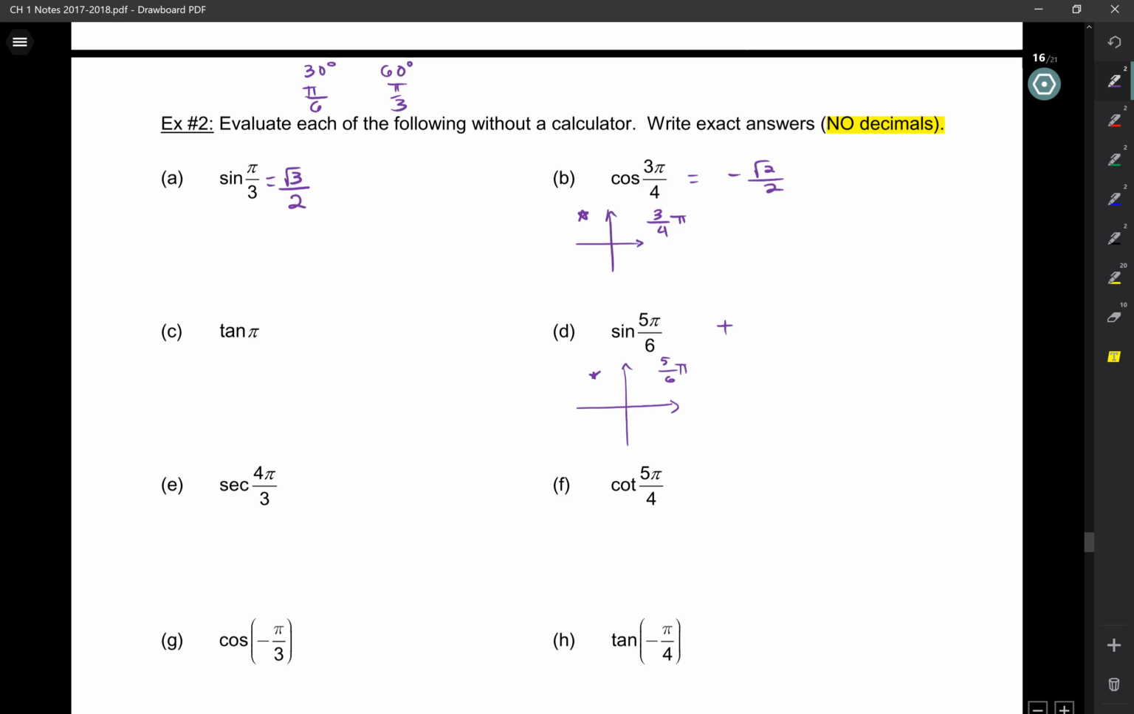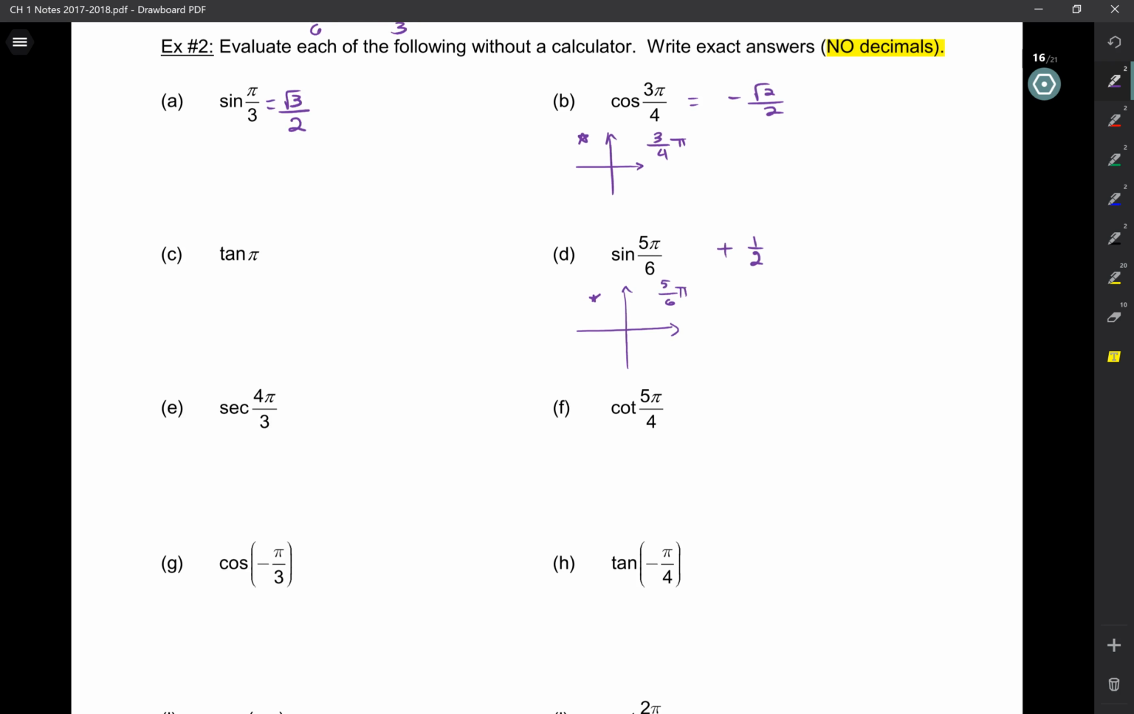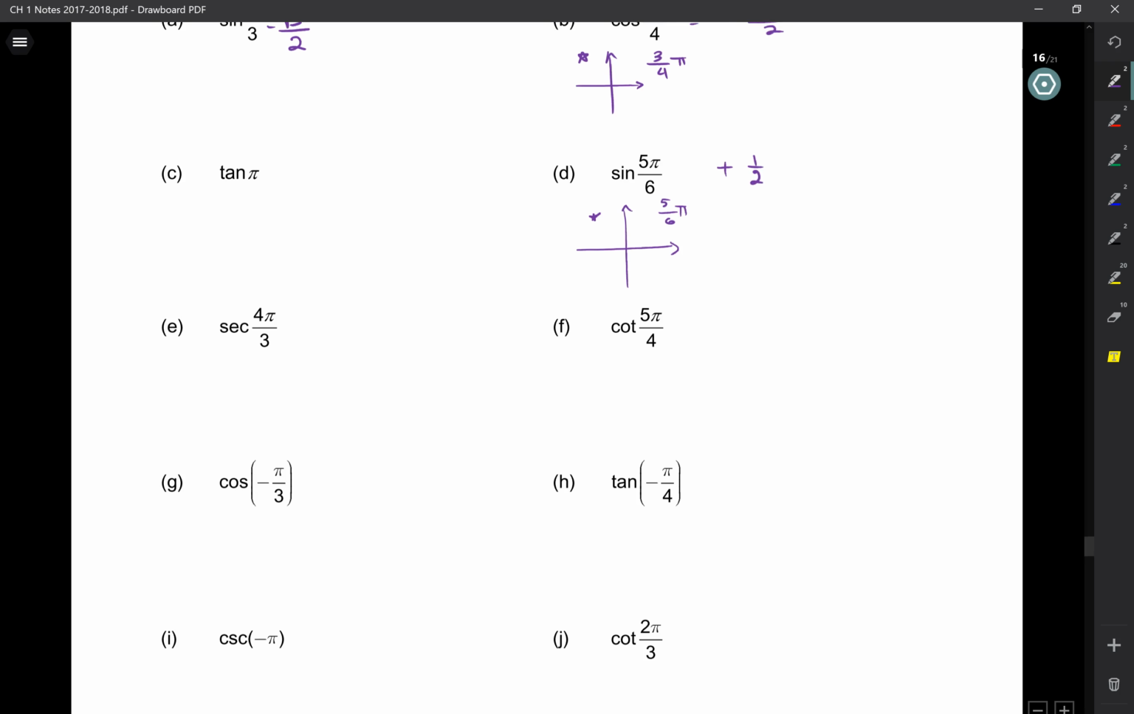Positive, because it's all students, sine. Pi over 6. Larger angle, smaller angle? Smaller angle. Faces 1/2. So what's the sign? 1/2. Positive 1/2. What's the cosine of that then? Root 3 over 2. Okay, let's skip C. Let's go to E.